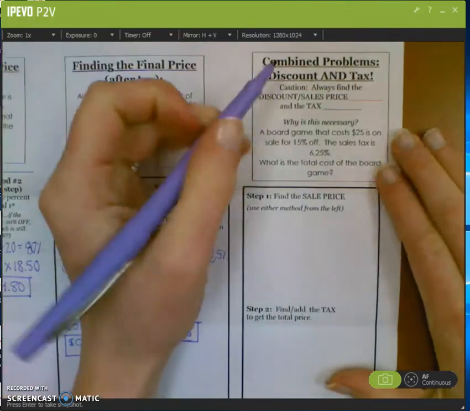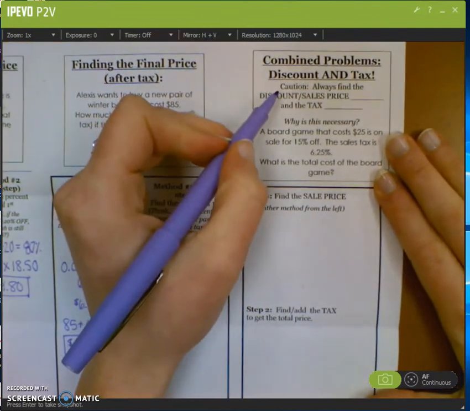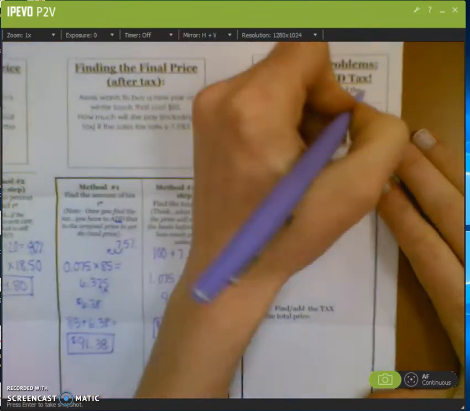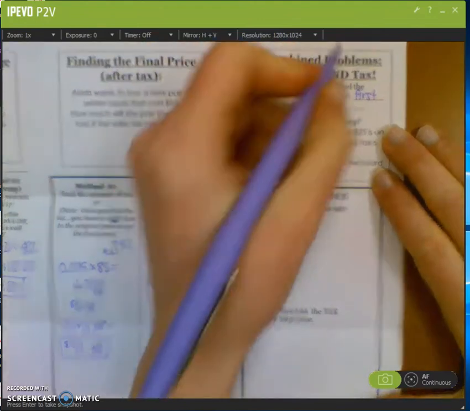Okay, so the last thing we're going to do is combine problems with discount and tax. And there's a caution here. We always have to find the discount sales price first and the tax second.